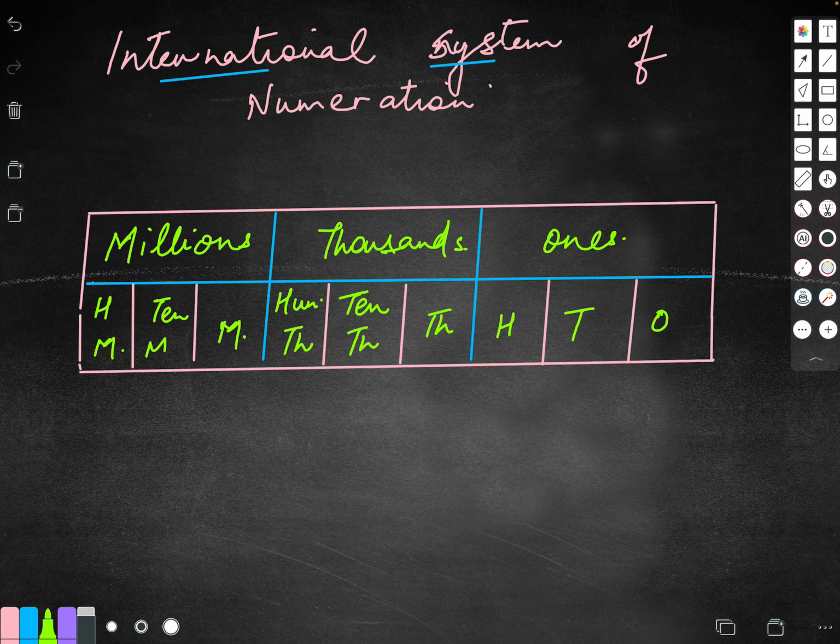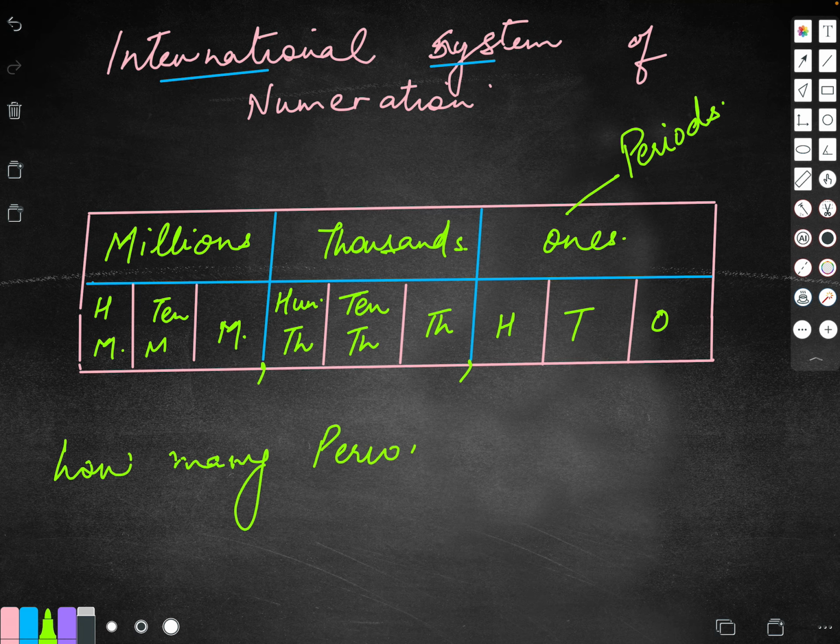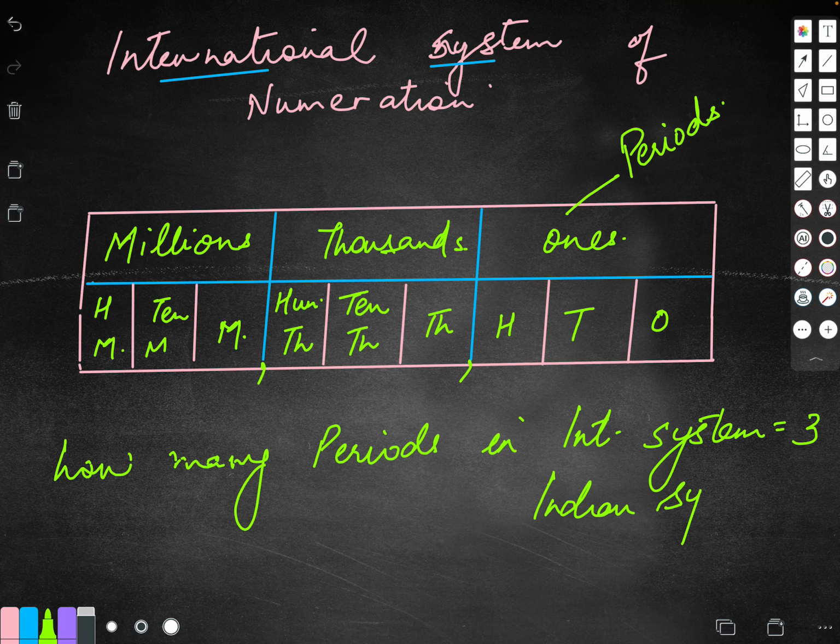Got it? How will we put commas? We will put them when one period finishes. Got it? So you have to learn this. These are called the periods. How many periods in the international system? Yes, all of you know it now. It is 3 periods. How many periods in the Indian system?